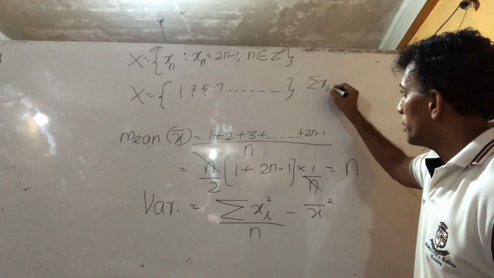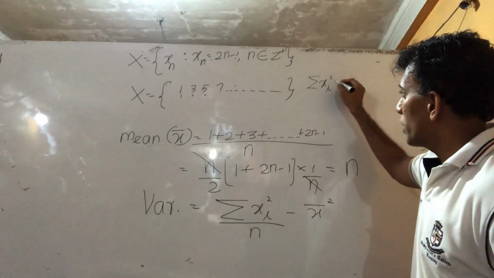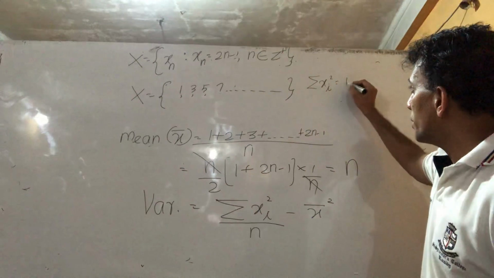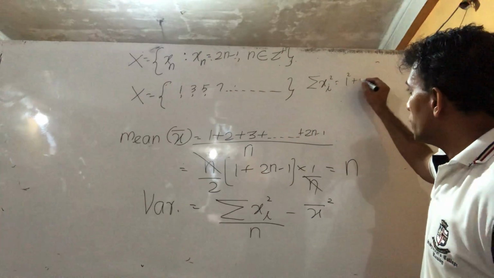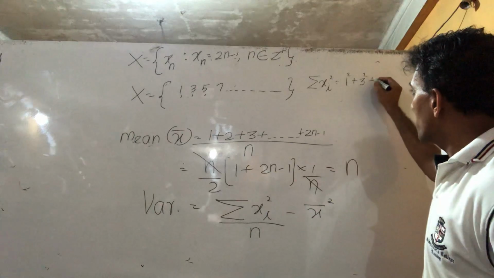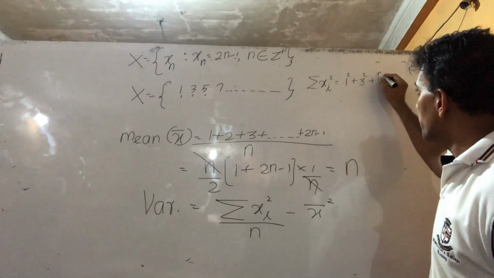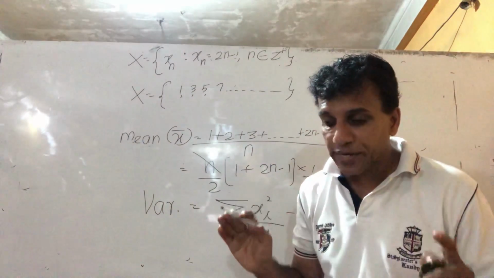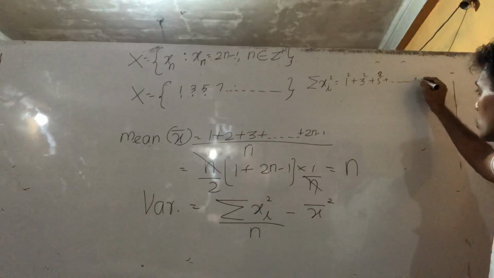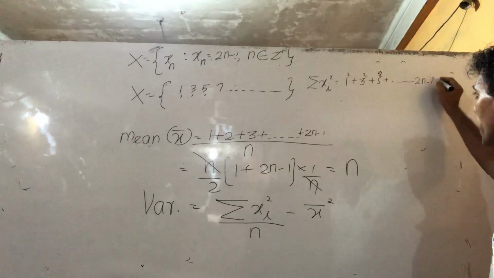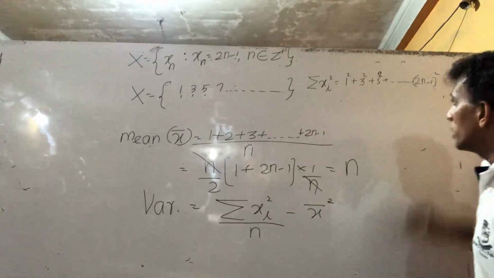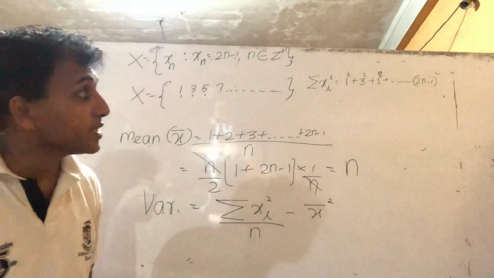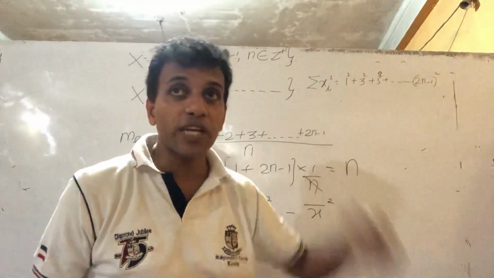Sigma xi square is what here? These are the xi values: 1 square plus 3 square plus 5 square up to the last term, which is (2n minus 1) square, right? (2n minus 1) square is the meaning. How to find that? So how to find its answer? What is the addition of all these squares?